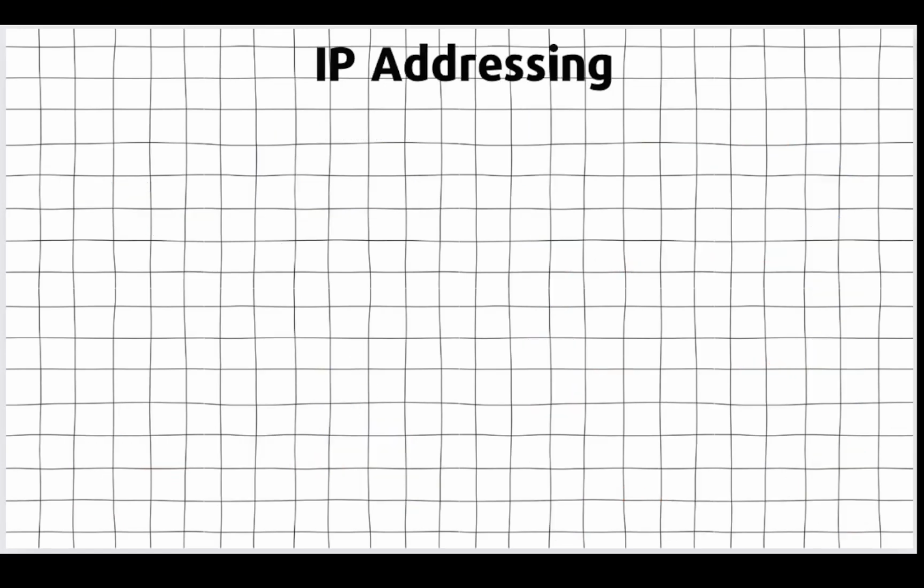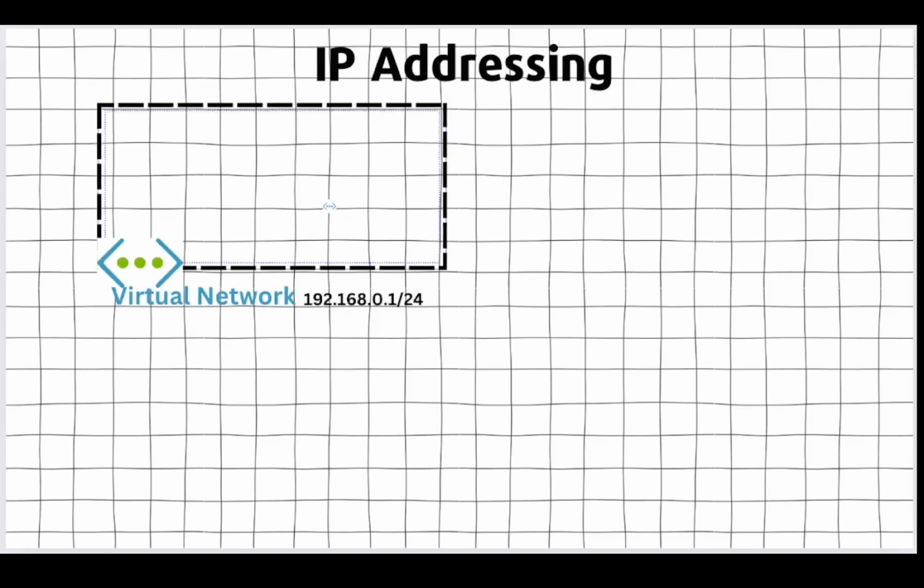Let's look into and understand IP addressing. Now, what is IP addressing and how does it work? Now, you have a virtual network. When you create a virtual network, you have to provide a certain IP address range to it. What does that mean? So when we create a virtual network in Azure and we provide an IP address range, that IP address range is called CIDR. What does CIDR mean? CIDR is classless interdomain routing. It is used to represent the network and the number of IP addresses in the network.